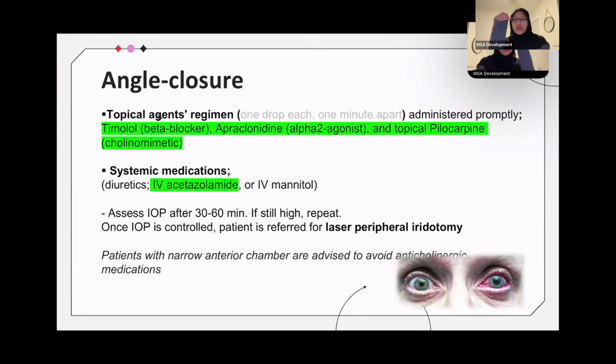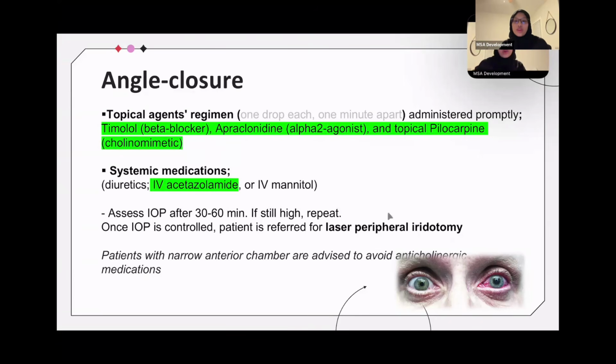This is topical, so drops, so you have to give them one at a time. So 1 drop each, 1 minute apart, and then once you give all of that, topical plus IV, you assess their pressure after 30 to 60 minutes, and then if still high, you repeat the whole thing. If it's controlled, you immediately do laser surgery and remove part of the iris, because it's an emergency and you want to do that surgery quickly. This is just to control the pressure before the surgery, but this is the entire treatment for this emergency situation.